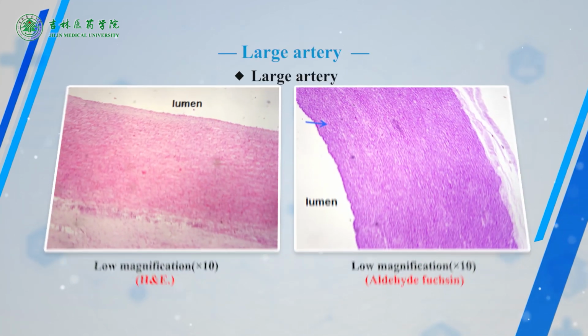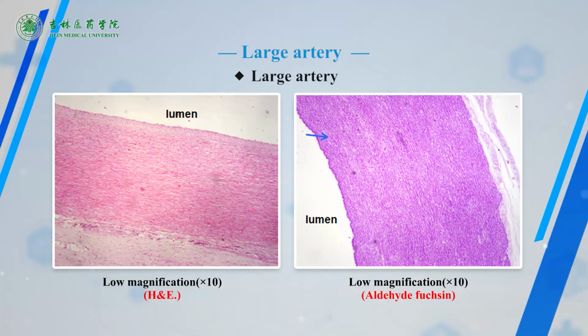The second slide is large artery. In the section, the largest vessel, appearing as a half circle, is the large artery. It's divided into 3 tunics, from inside to outside. A very thin layer next to the lumen is the tunica intima. The tunica media of the large artery is the thickest part of the wall.